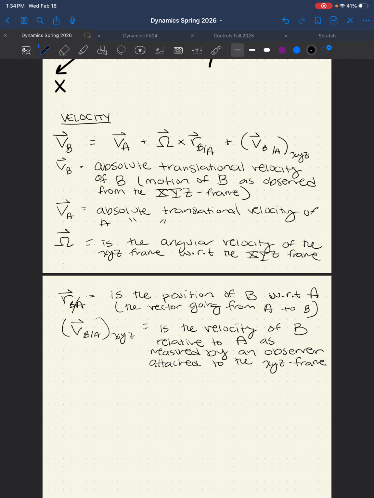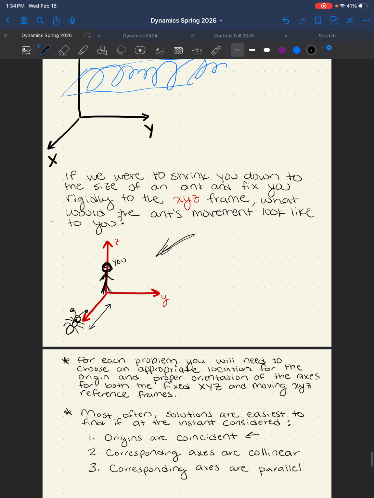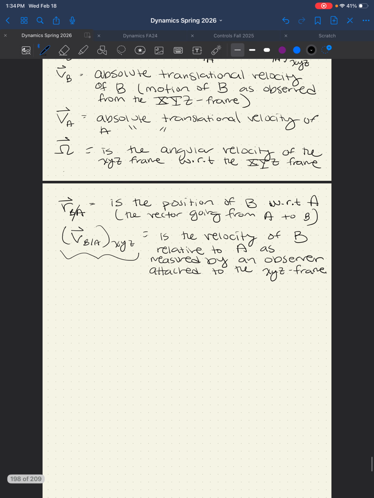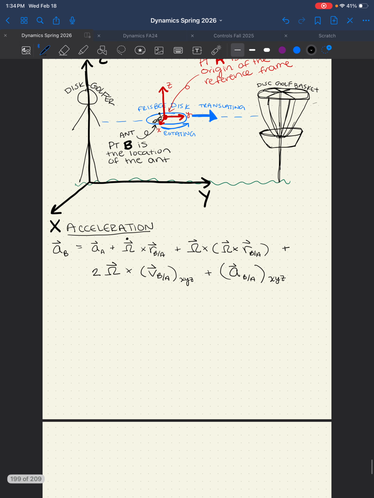Okay, so essentially, this is that forward-backwards velocity of the ant that we see when we are shrunk down to ant size and observing as we spin around with this disc. So it's the very simplified movement of the ant or the particle. Okay. All right, let's do the same thing for acceleration. Here's our acceleration equation. It's a little grosser than velocity, but we can manage.